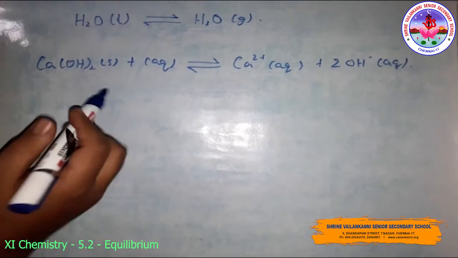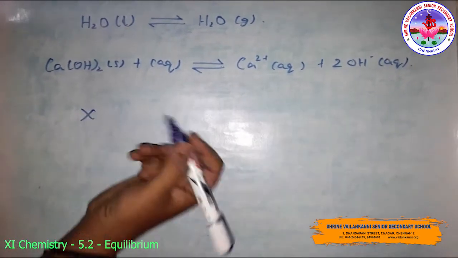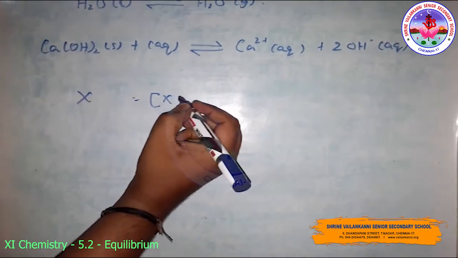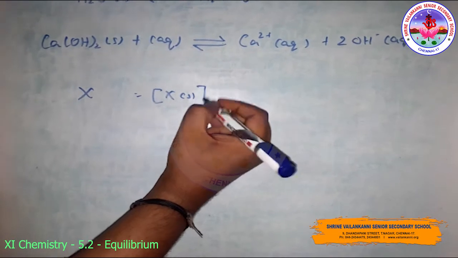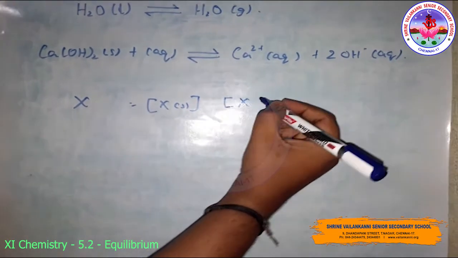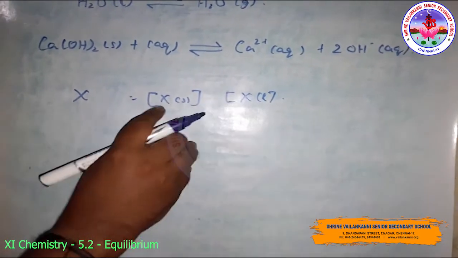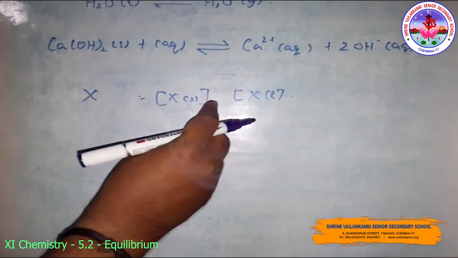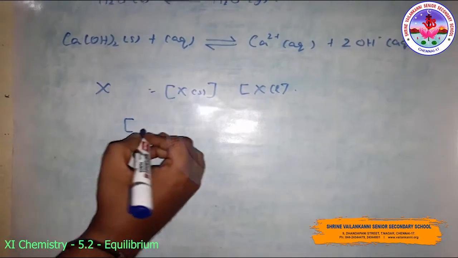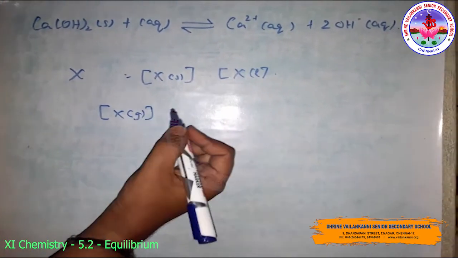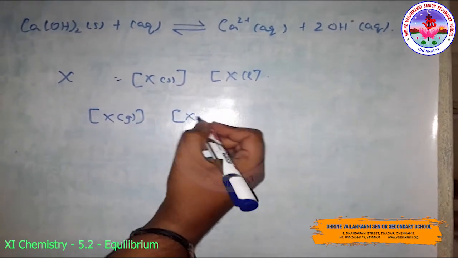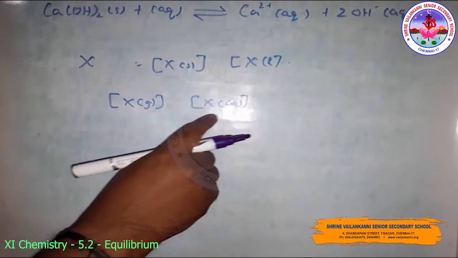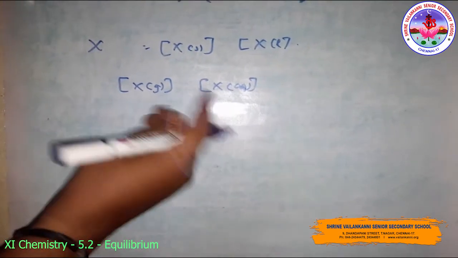So in other words, if the substance X is involved, then what does that mean? That is, the concentration of X solid and the concentration of X liquid are constant. So whatever the amount of X is taken, contrary to this, the concentration of X gas and the concentration of X aqueous will vary as the amount of X in a given volume varies.